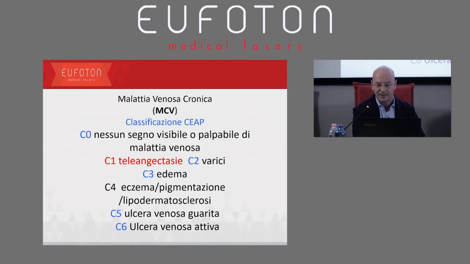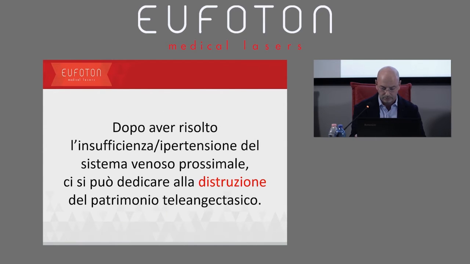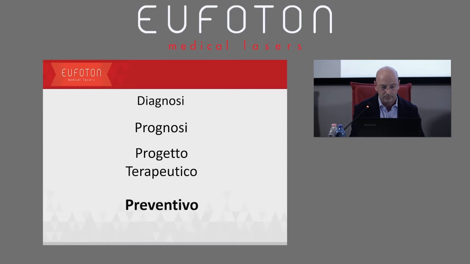Chronic venous diseases range from C0 to C6, depending on how visible or palpable the veins are. I will concentrate on C1 according to C classification, which is telangiectasia. I will not focus on any other type of disease or condition because they pertain to other types of treatments.